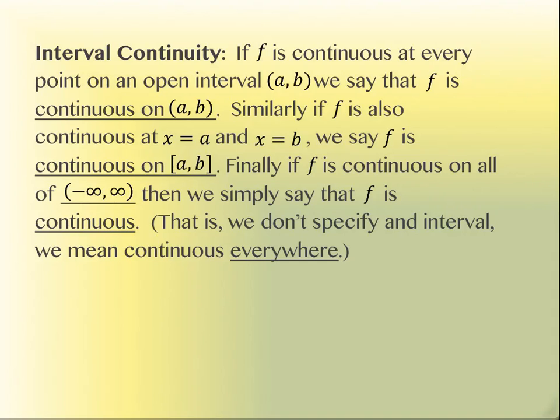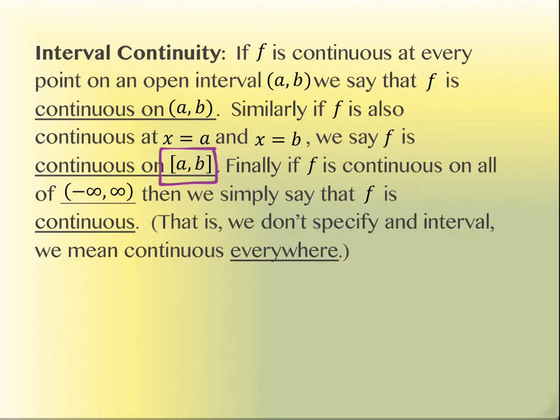All right, one more definition before we do a couple of examples. Interval continuity. If f is continuous at every point on an interval a to b, we would say f is continuous on the interval ab. Similarly, if f is also continuous at the endpoints, at a and at b, we would say it's continuous on the closed interval ab. So you have those brackets. Remember I mentioned those a little while ago.